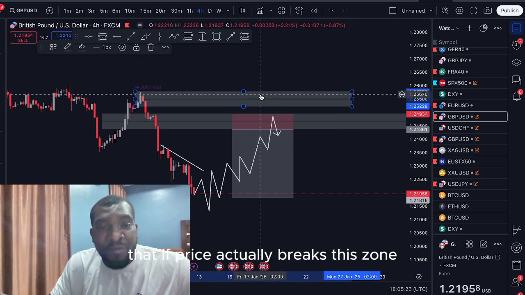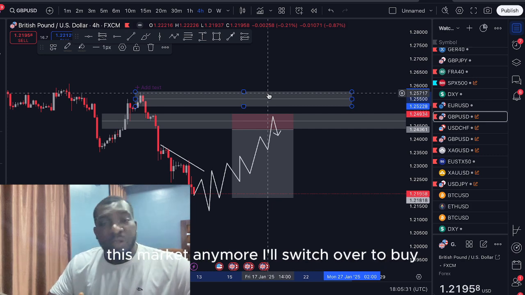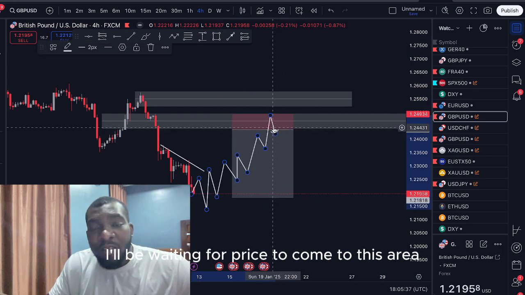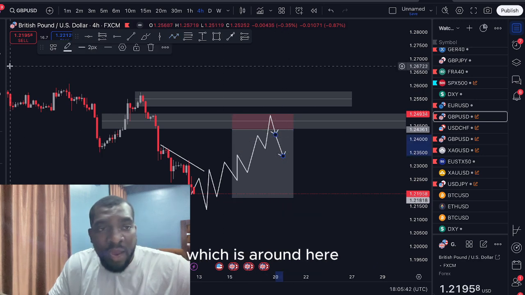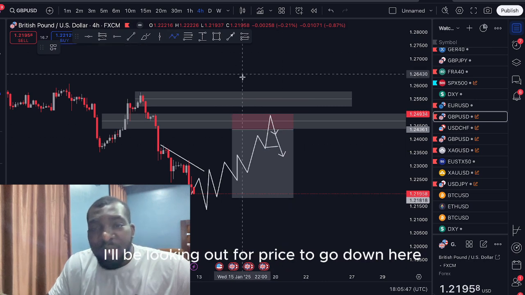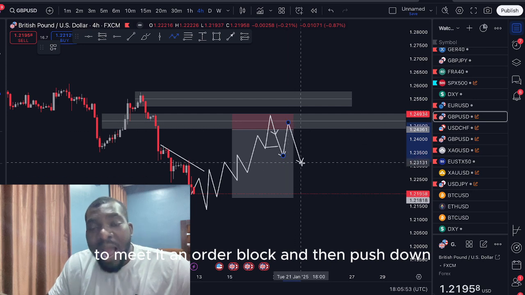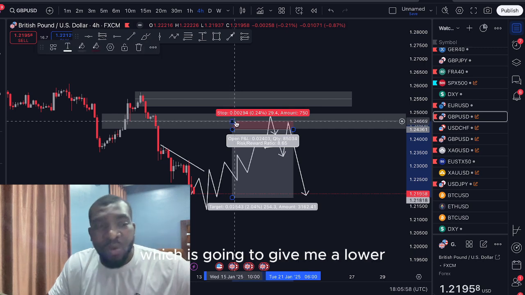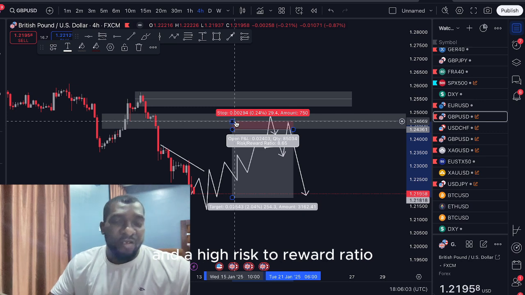If price actually breaks this zone, that means I'm not going to be interested in selling this market anymore. I'll switch over to buy. But this is my more premium zone. I'll be waiting for price to come to this area and give me a change of character around here. As soon as I have a change of character, I'll be looking for price to go down here to give me a mitigation order block and then push downward. That way I'll have a more sniper entry on this market, which is going to give me a lower stop loss and a high risk to reward ratio.